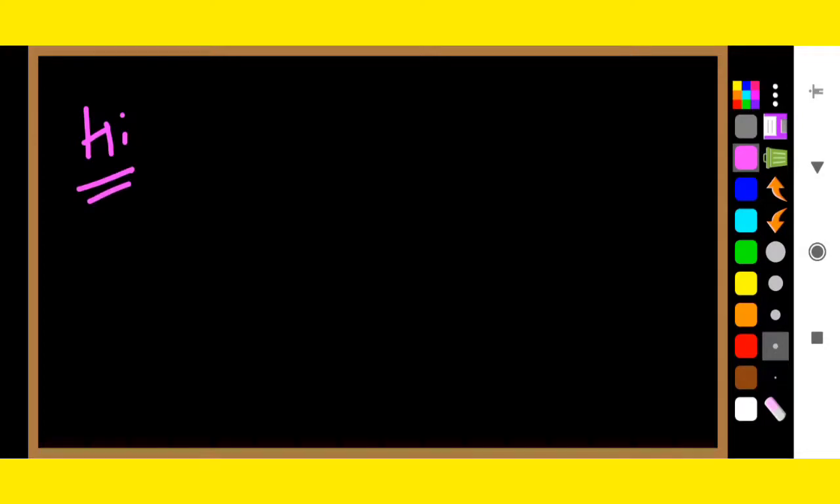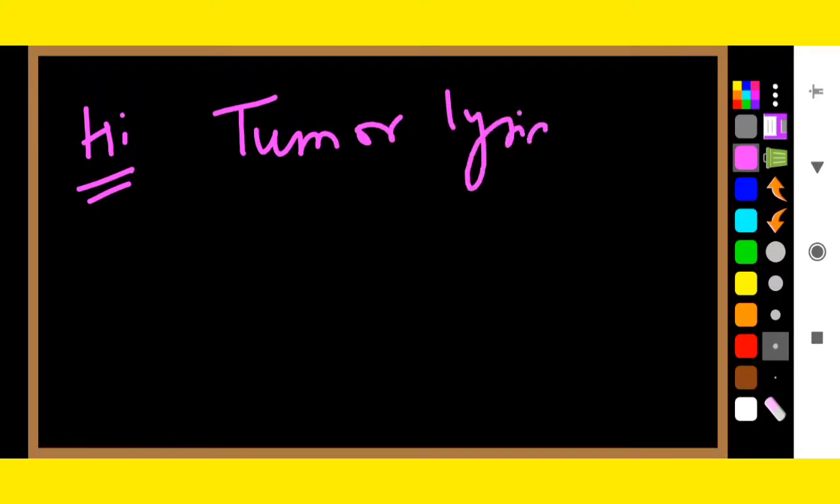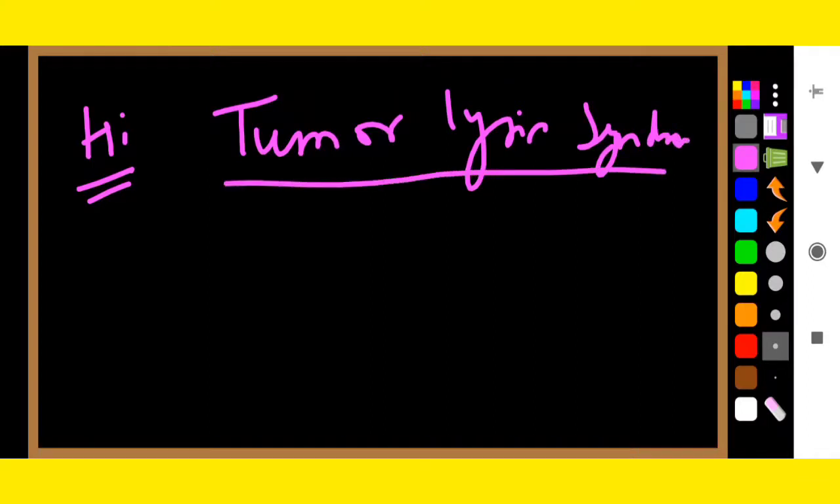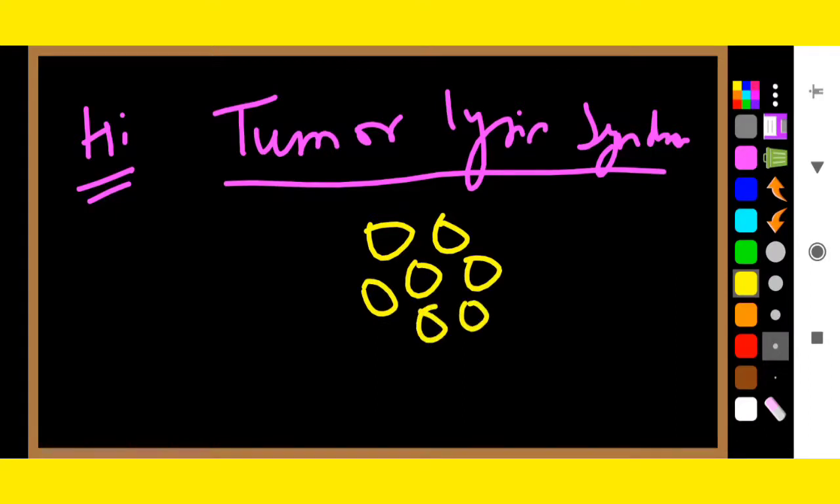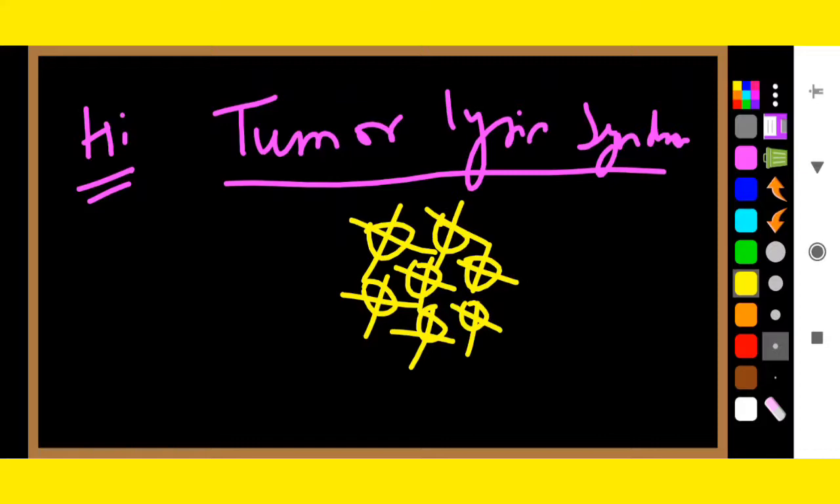Welcome back to my channel, and in this video I will be talking about tumor lysis syndrome. So basically what happens in tumor lysis syndrome is the destruction of the tumor cells. So you have a large number of proliferating cells, and destruction of these cells is the tumor lysis syndrome. So what happens when we destroy these cells? Basically, let me discuss it.